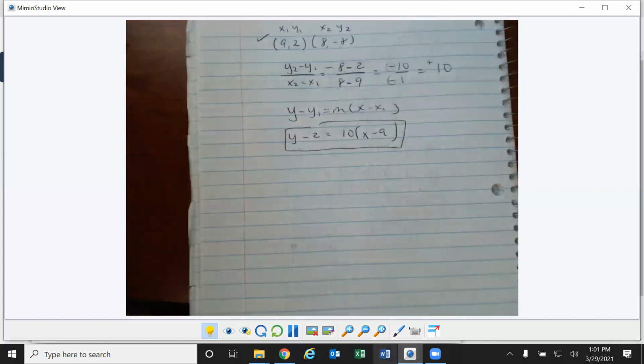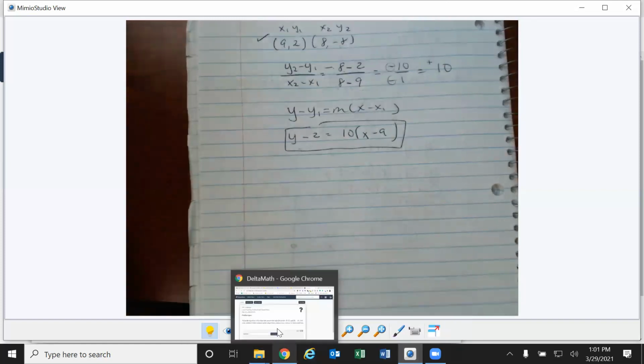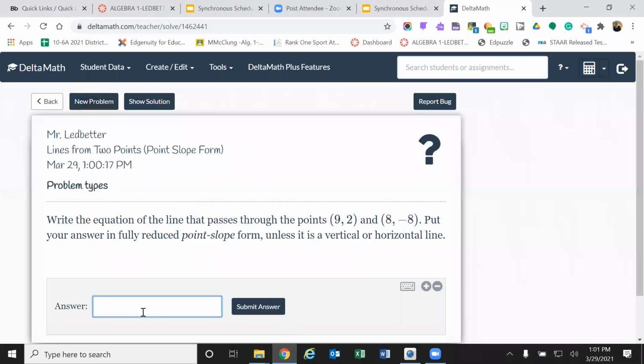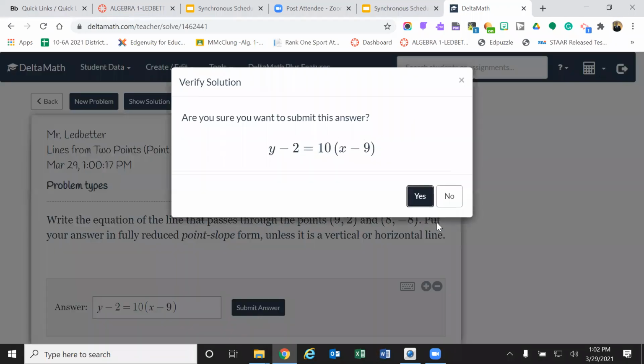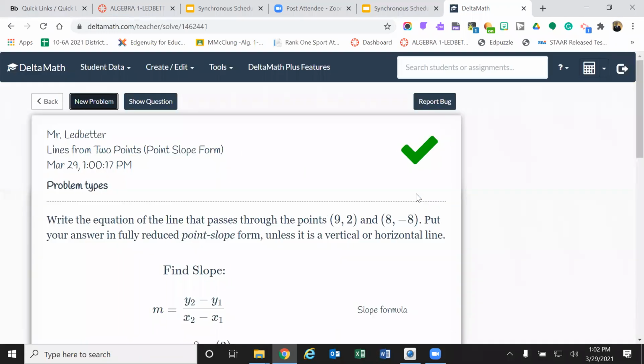So I'm going to go back to my Delta Math, and we're going to type in our equation: y minus 2 equals, our slope was 10, open parentheses, x minus 9, and close parentheses. And there you go. And that's how you do it.